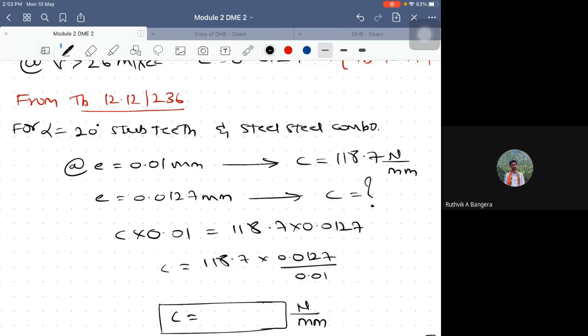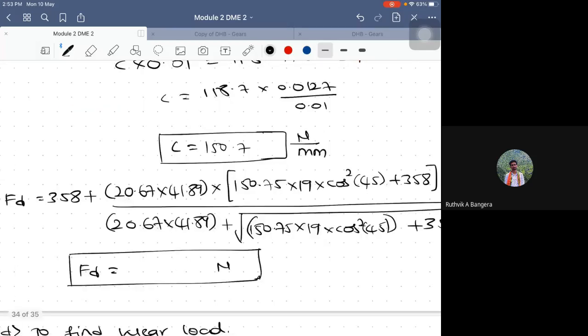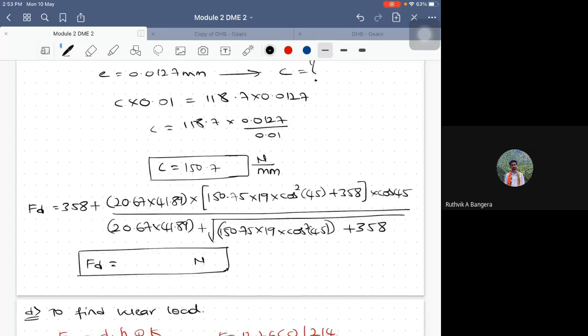150.7. That's the right value. So once the C value is calculated, substitute in the full length equation. Substitute all the things and give me the value of dynamic load. Megha. Yes sir, C value is correct, 150.75.